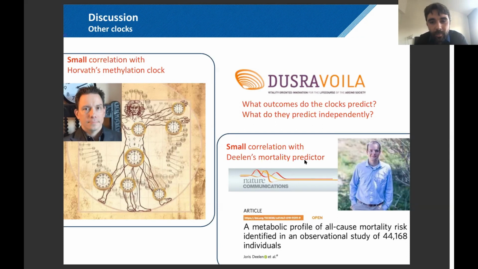And this suggests that these different types of predictors, either clocks or mortality predictors, are complementary in the information. But then the question is, if they show low correlation, what outcomes do each of these clocks predict? And do they predict these outcomes independently? This is one of the topics that is studied in this Voila consortium, also with the BBMRI partners.